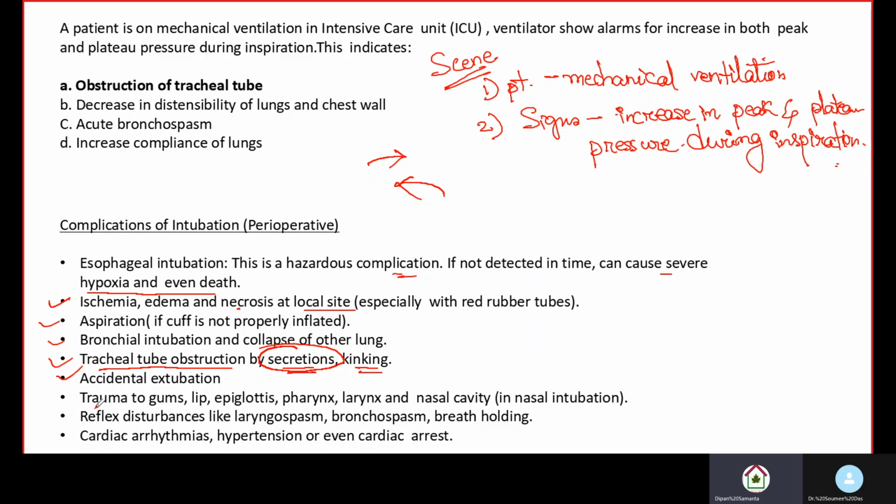Perioperatively, that means before the operation, after the operation, or during the operation as well.